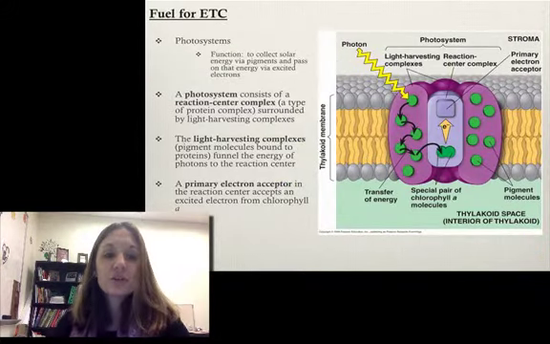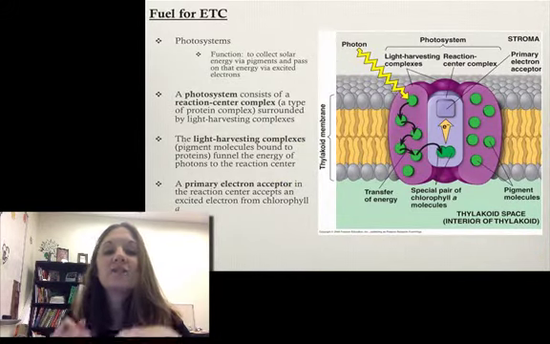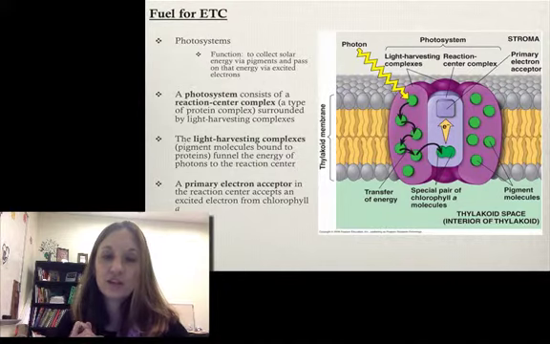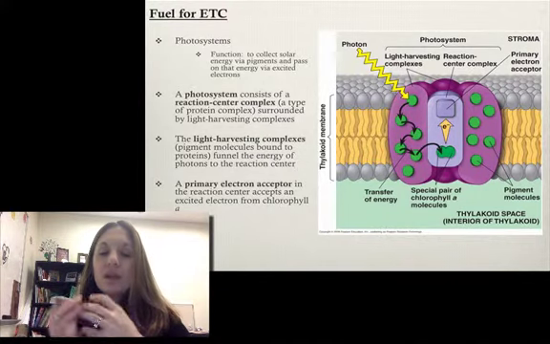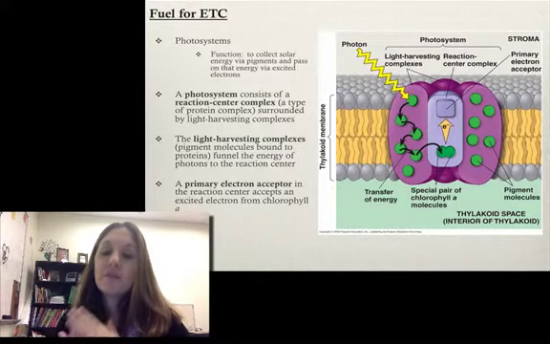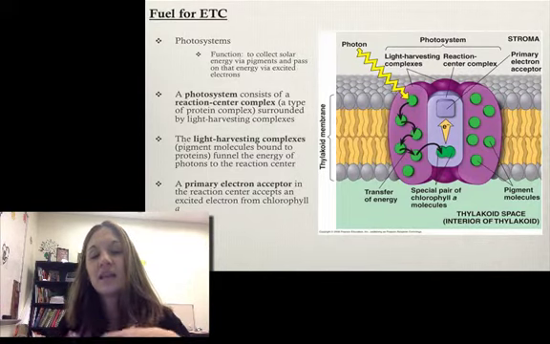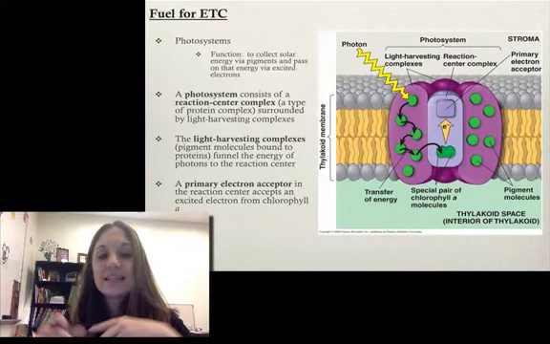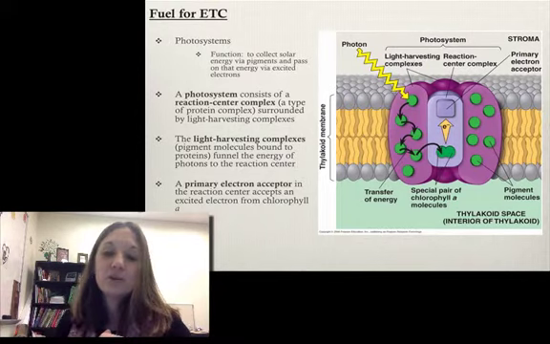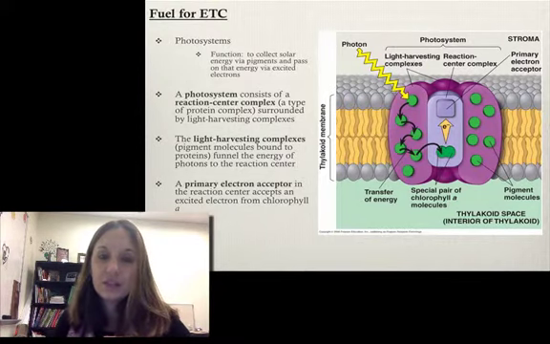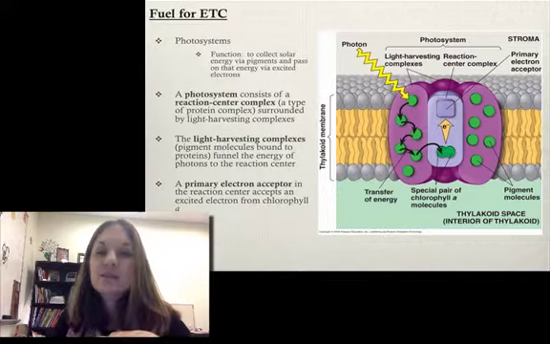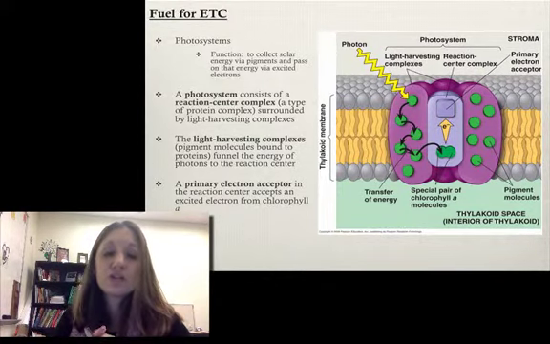Let's now take a closer look at how we are actually fueling this process and fueling the electron transport chain. Photosystems. We have two different photosystems that are part of the electron transport chain. Their function is really to gather that solar energy, that light energy, and excite these pigment molecules of chlorophyll that are present in the photosystems. This is going to allow us to excite electrons and send electrons through the electron transport chain.